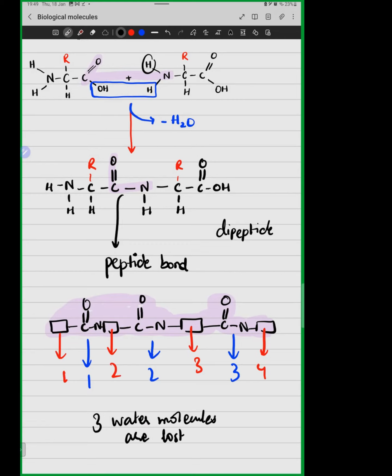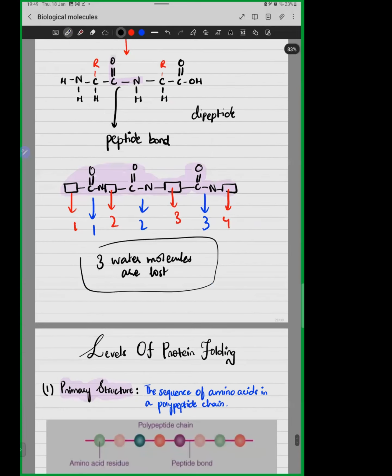3 water molecules are lost. And why so? Because with every bond formation, one water molecule is lost. So if there are 3 bonds being formed, then we would have 3 water molecules being lost. That is correct.